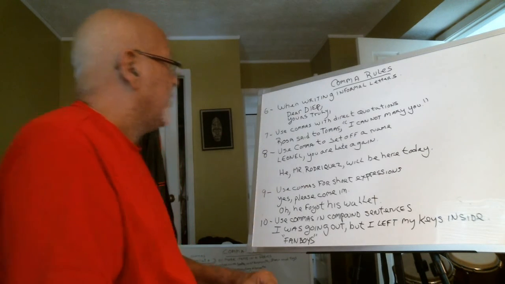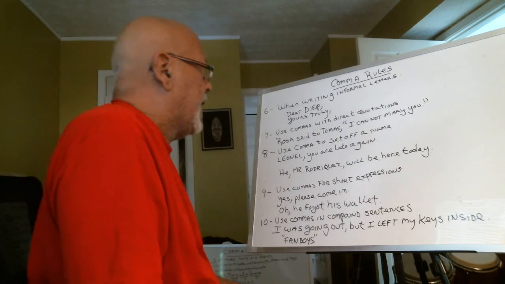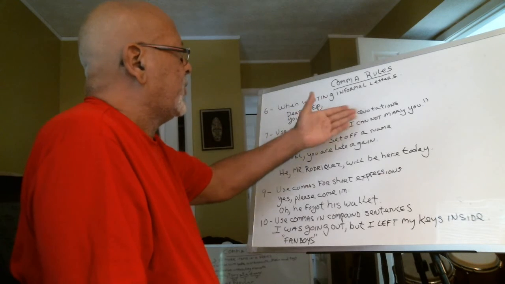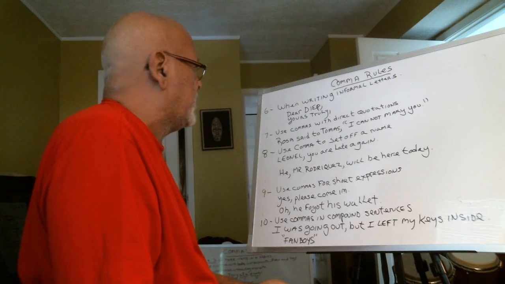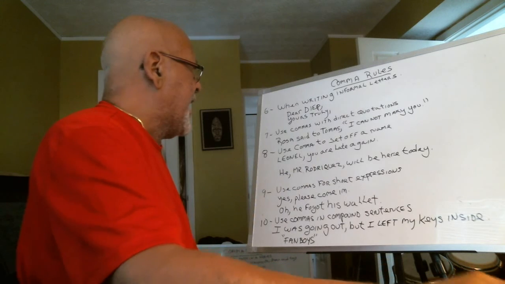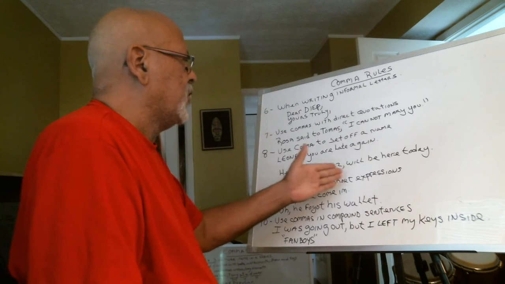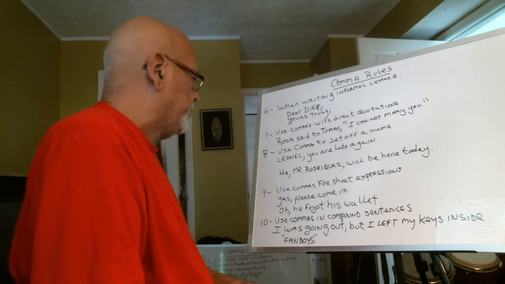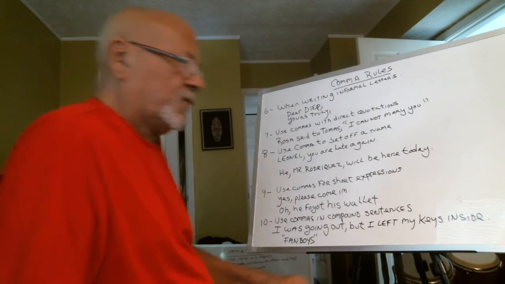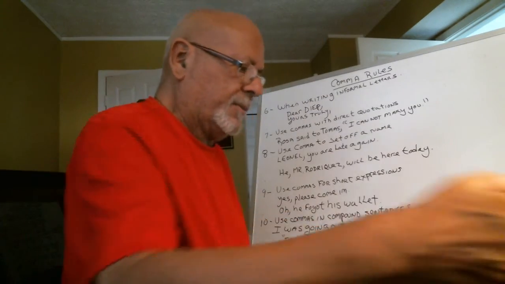Okay, those are 5. Use commas when writing informal letters. Use commas with direct quotations. Use commas to set off names. Use commas for short expressions. And use commas in compound sentences. Okay.